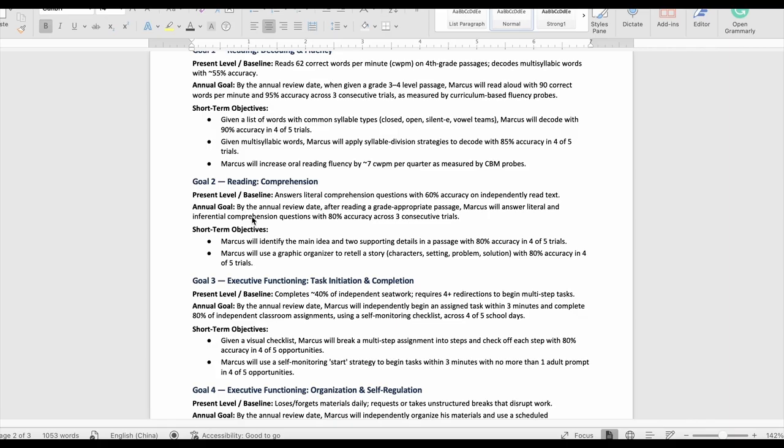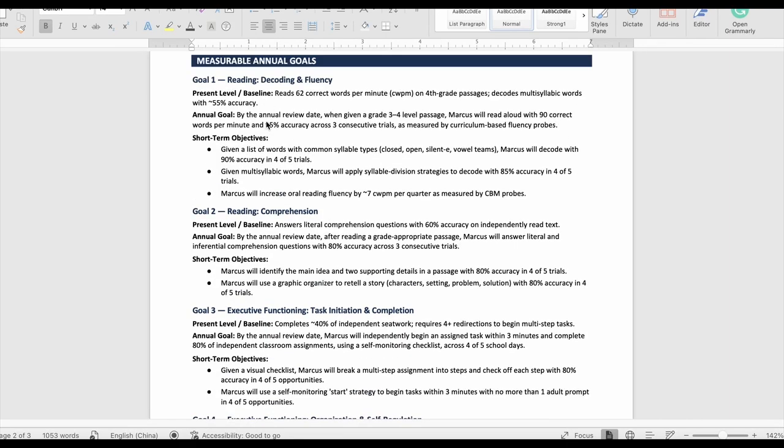I'm also going to work on reading comprehension at his actual reading level because that is the goal. The annual goal says after reading a grade appropriate passage, Marcus will answer blah, blah, blah. So this means that he has to actually be able to comprehend stuff that he's reading himself. So that part I will work on during my instructional time, but I'm also going to double dip and I'm going to work on this goal through some classroom scaffolding and accommodations. But my number one goal, reading, decoding, and fluency.